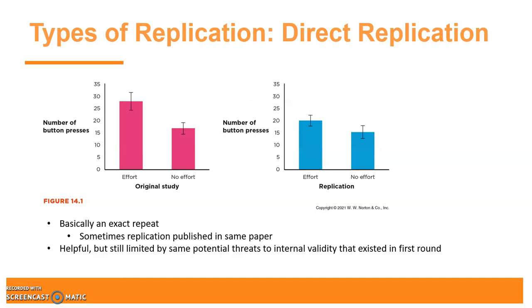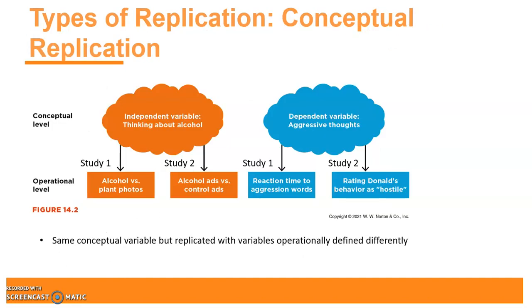One thing that needs to be kept in mind, though, is that if there are any threats to internal validity that existed in the first round, they're going to exist in the second round. It still shows just that narrow effect that the initial experiment showed. So expanding on that a little bit is conceptual replication.